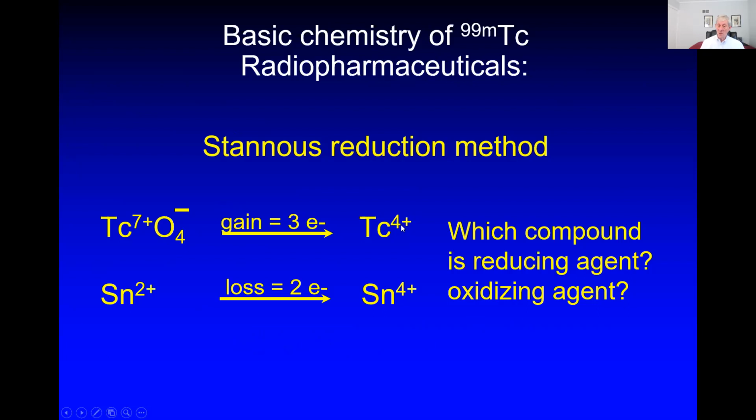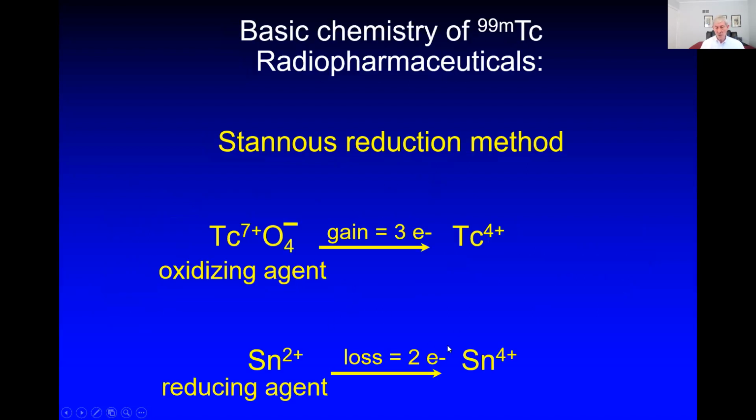Anytime you have a reduction, you will always have an oxidation, always. So your board question is, which compound is the reducing agent, which is the oxidizing agent, which is the substance reduced, which is the substance oxidized. And if you know any one of them, you know all the rest. For example, we know the stannous reduction method. If stannous is the reducing agent, pertechnetate has to be the oxidizing agent. And if this is a reducing agent, it has to be the substance oxidized. If this is the oxidizing agent, it has to be the substance reduced.